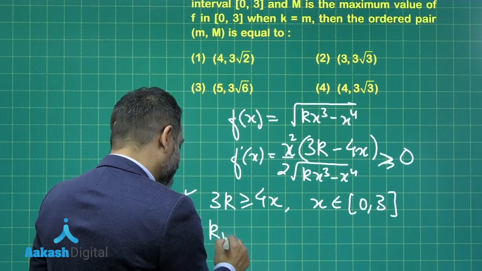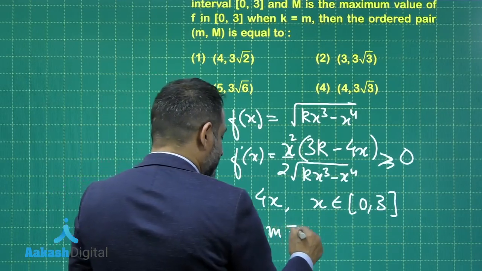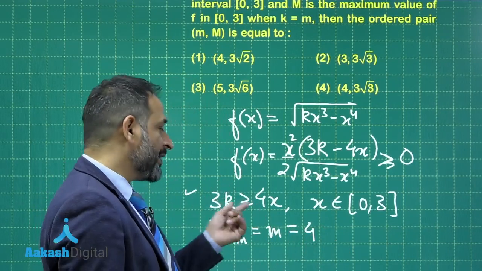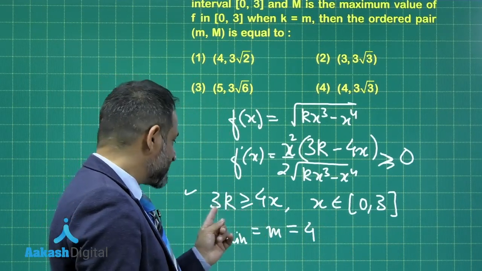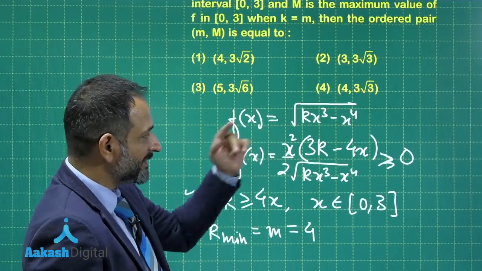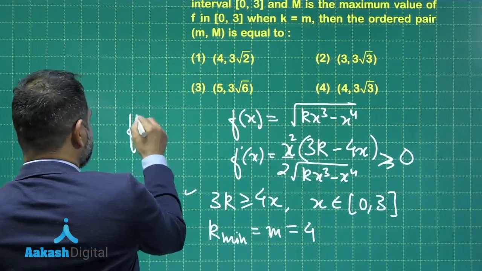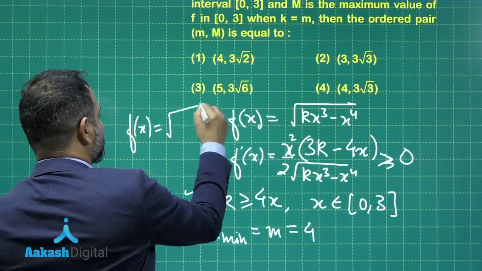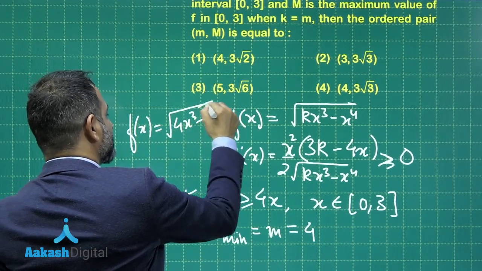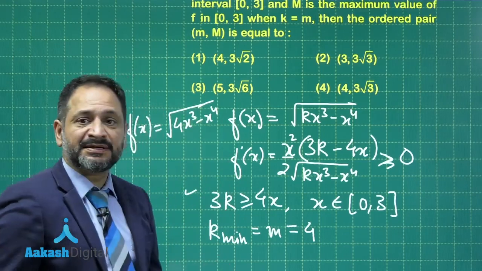k, which is small m, is equal to 4. If you put k equal to 4, this will become 12. Now, for any value of x, this will be greater than this. So, we now know what exactly the function is for us. The function here is f(x) equal to 4x cube minus x raised to the power 4. Now, coming to the next part, there is a capital M.